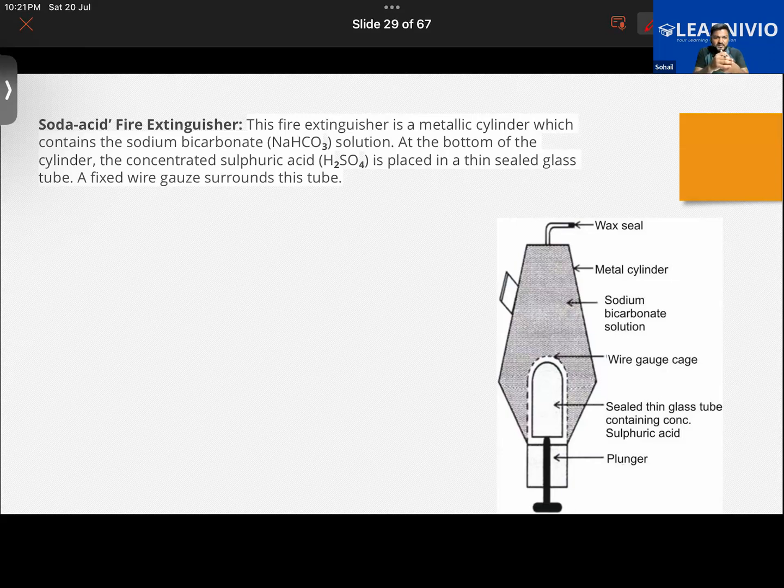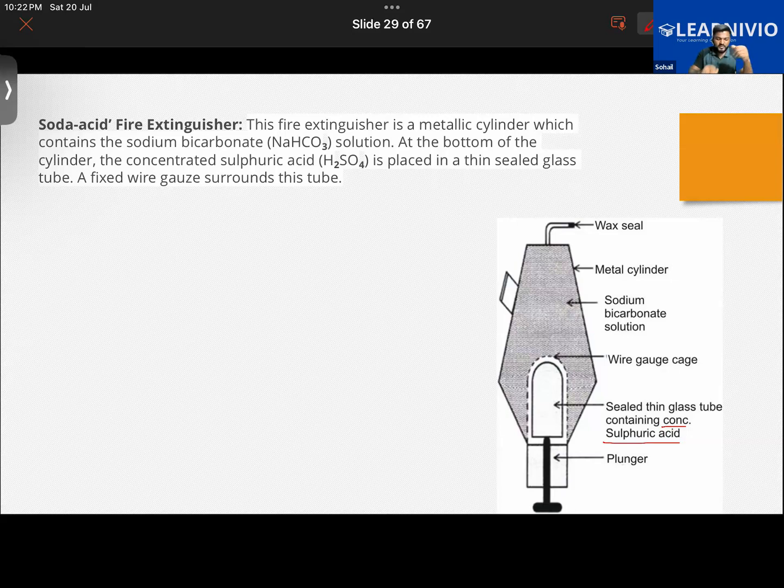What happens here now? If you talk about the working of this soda acid type fire extinguisher, it contains a bottle of sulfuric acid sealed in a very thin glass tube. The glass tube is thin so that it can break easily. The name of the acid is sulfuric acid, and it's a concentrated acid, meaning it's a strong acid, not a weak acid.